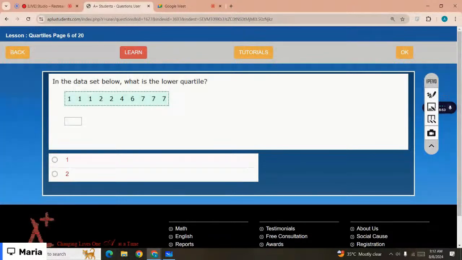In the dataset below, what is the lower quartile? So which is the correct option? The correct option is option number 1. Option 1 is the lower quartile, right?